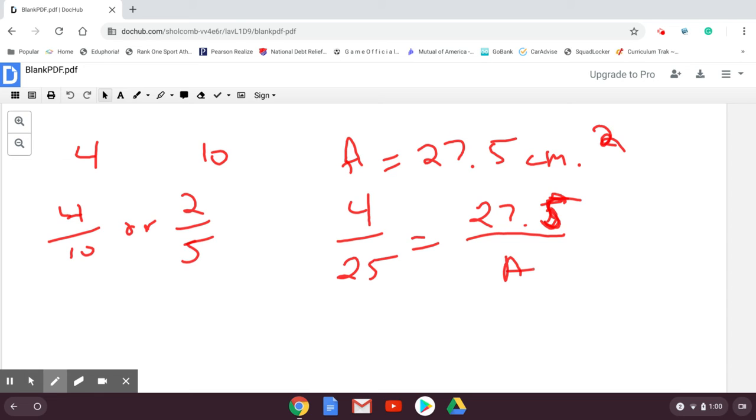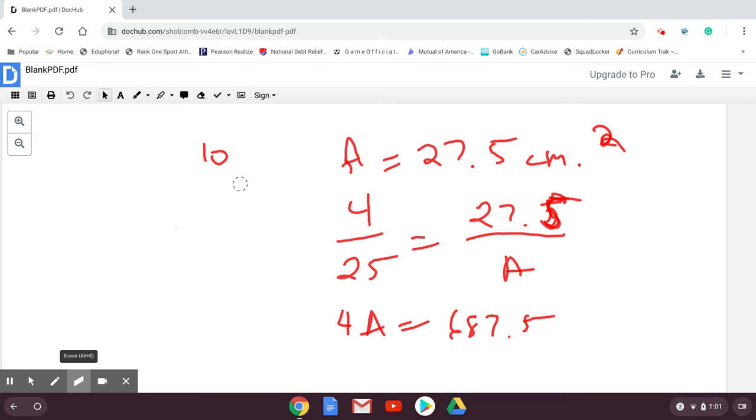You can notice right here that all you have to do to finish solving it is to go ahead and cross multiply and get 4a equals 25 times 27.5, which is 687.5, and then divide both sides by 4, which leaves you with approximately 172 centimeters squared. So that's how you'll do problems dealing with area or perimeter in the midst of the scale factor. Always use your scale factor. Simplify the scale factor down as much as possible.